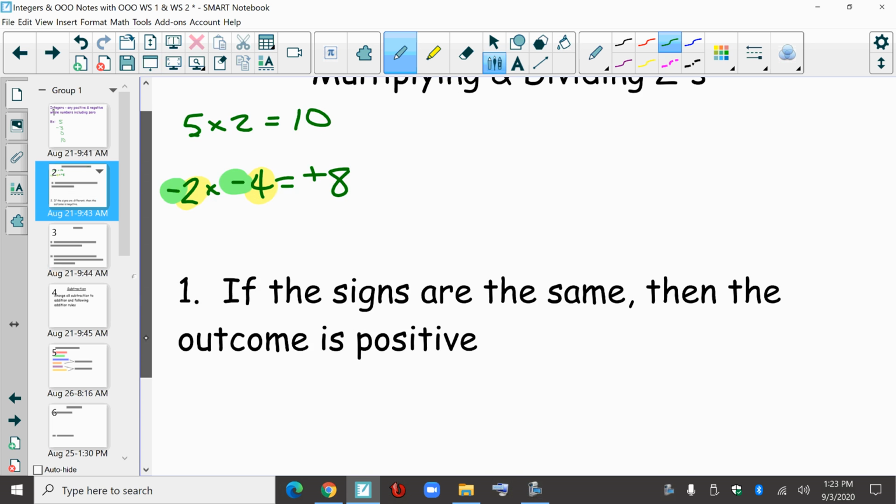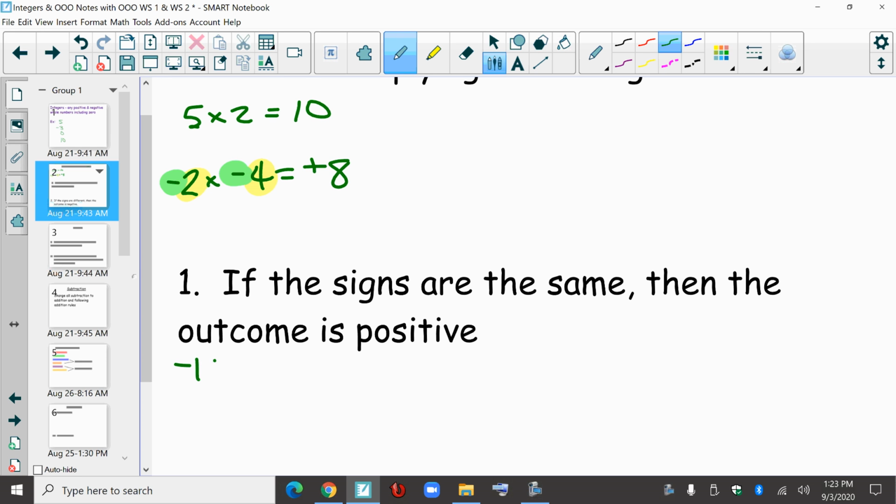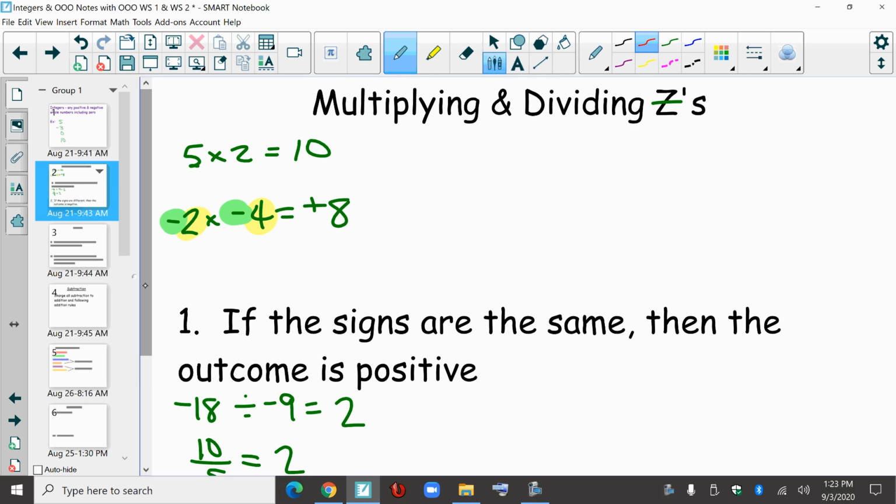Same exact concept. So let's say -18 divided by -9, that's going to give you a positive 2. If I take 10 and divide it by 5, that's going to give you a 2. So when the signs are the same, the outcome is always positive. Well, that's good to know. What happens if the signs are not the same?